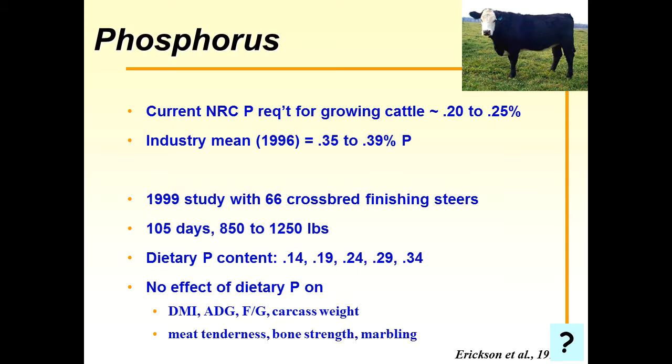And if you look at the dietary phosphorus, the range that he tested, all the way down to 0.14% phosphorus. So the requirement for beef cattle is a lot lower than was conventional wisdom for many years.